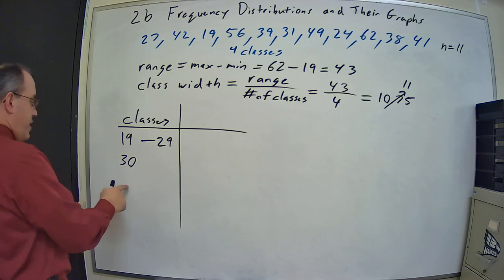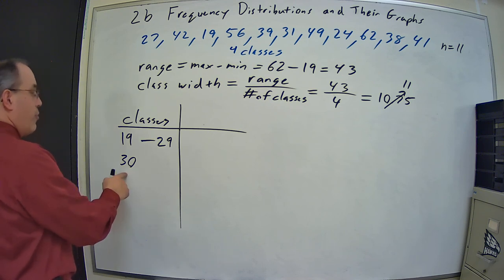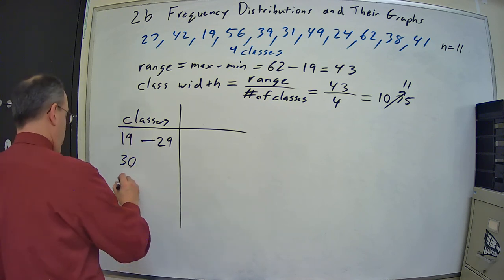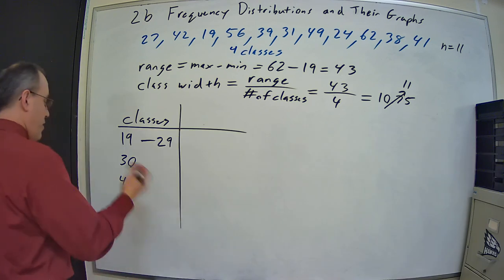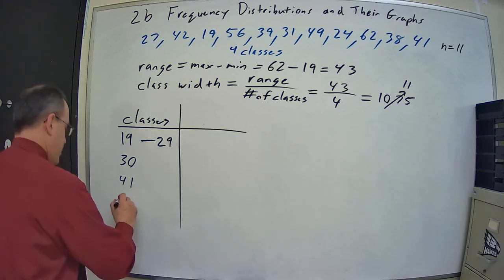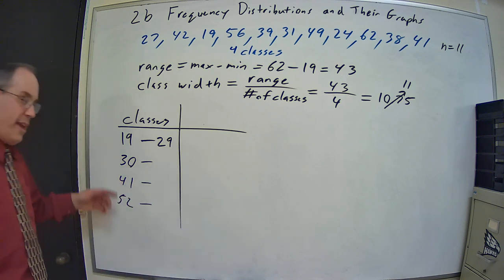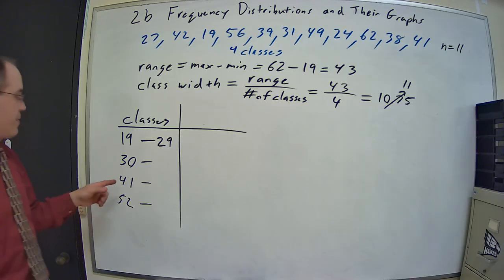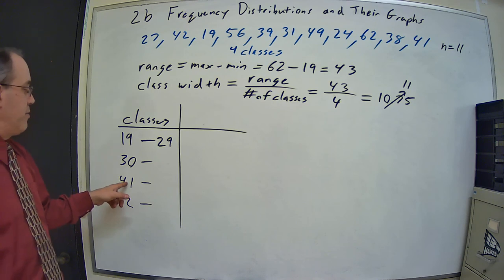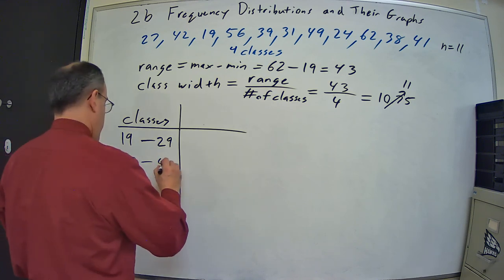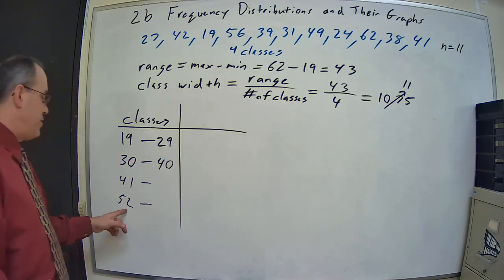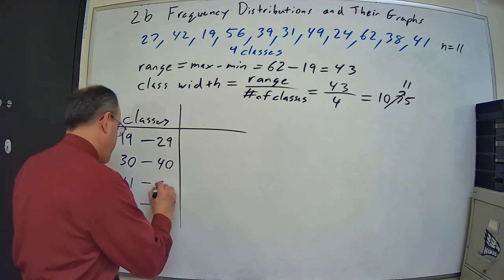If this is 30, then the next lower class limit would be 30 plus 11, or 41. The next would be 41 plus 11, or 52. So now I have my lower class limits. 41 minus 1 is 40. 52 minus 1 is 51.